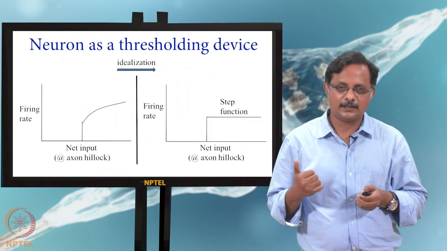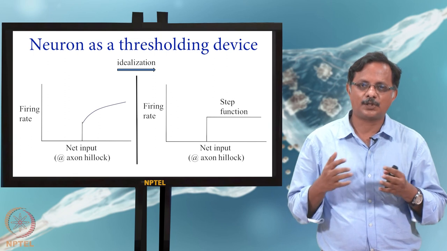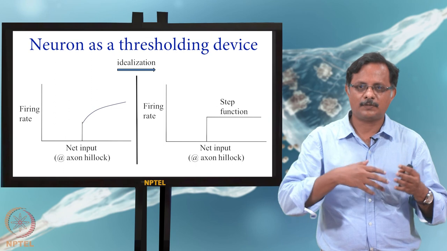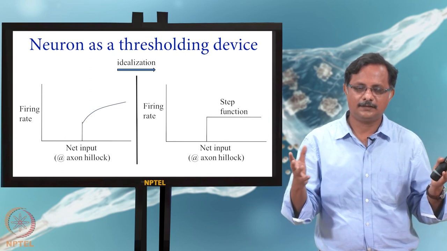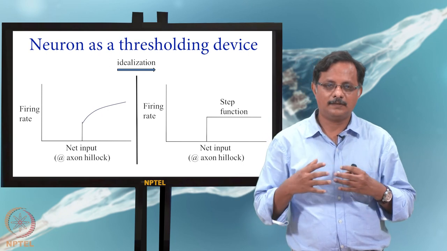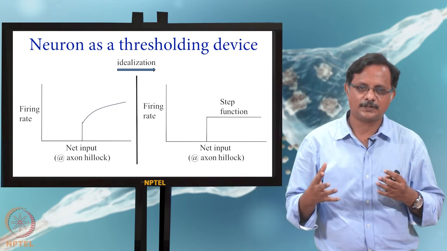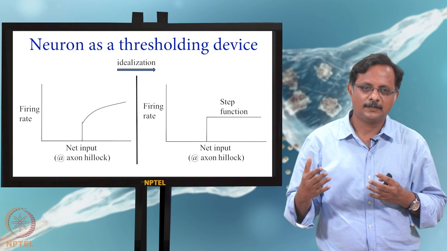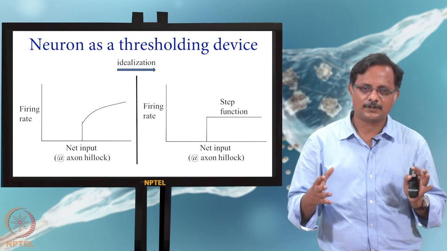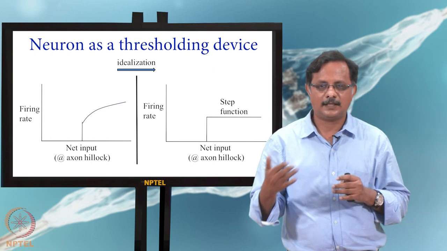So, with this, you can think of a neuron as some kind of a thresholding device. Basically, what the neuron is doing is adding up inputs from other neurons, taking the positive inputs and the negative inputs, and adding up all of them. If the net sum of all these inputs crosses a threshold value, the neuron gets excited. If the net sum of all these inputs does not cross the threshold value, it does not get excited.